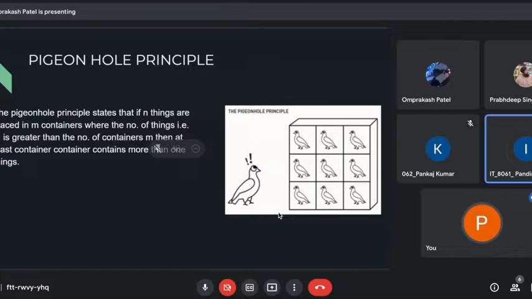Now, continuing with the presentation, the next topic is the pigeonhole principle. I am Pragya Pandey and I worked on this topic. The pigeonhole principle states that if n things are to be placed in m containers, where the number of things, which is n, is greater than the number of containers, which is m, then at least one container will contain more than one thing.